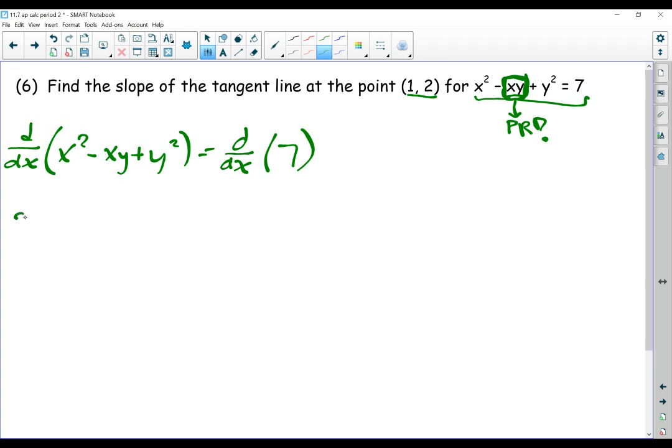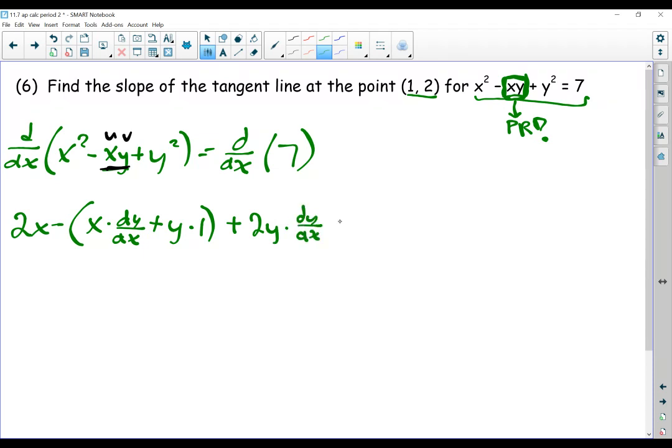So the derivative of x squared is 2x minus. Now I've got to take the derivative here, and again, this is a product rule. This is my u, this is my v. So u dv: the derivative of y is dy/dx, because it's a function, plus v, which is just y, times 1, because that's du. That would be the little product rule. Plus, now we keep going, the derivative of y squared, again chain rule. It would be 2y times dy/dx equals the derivative of 7, which is 0.